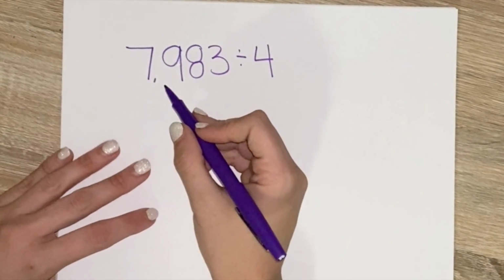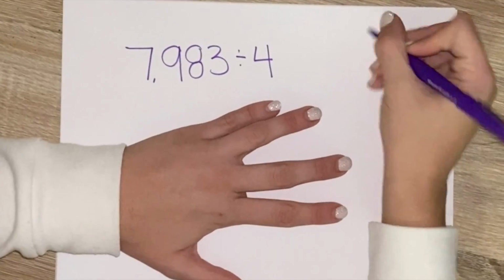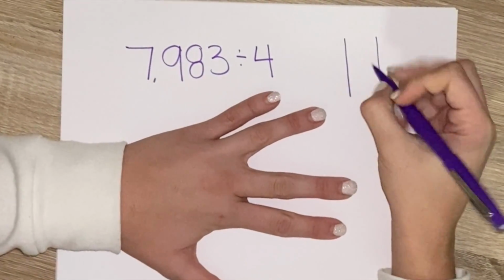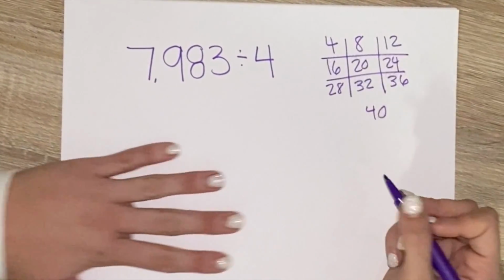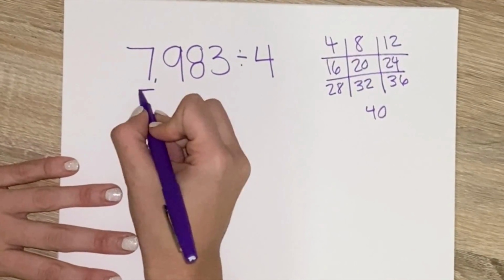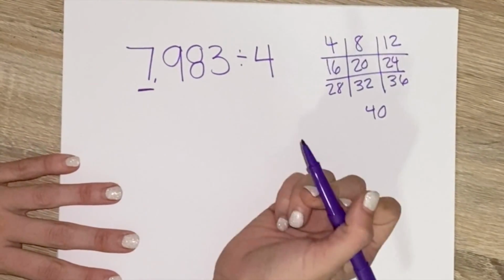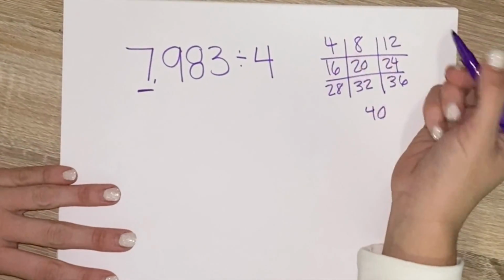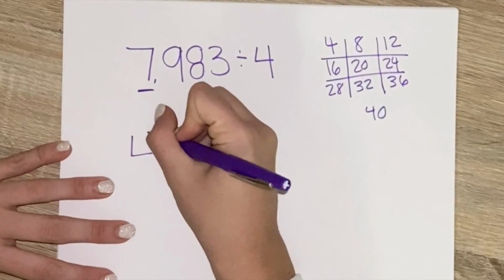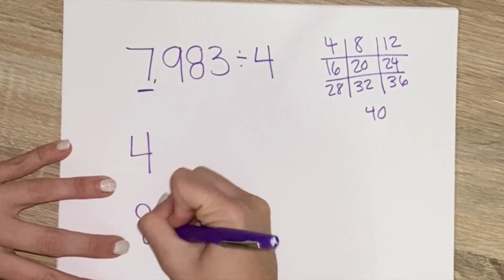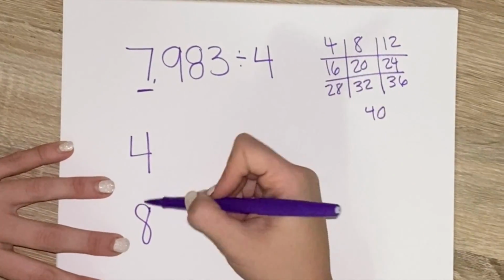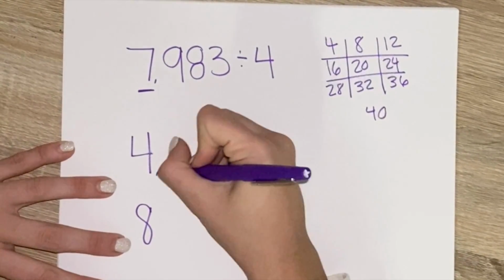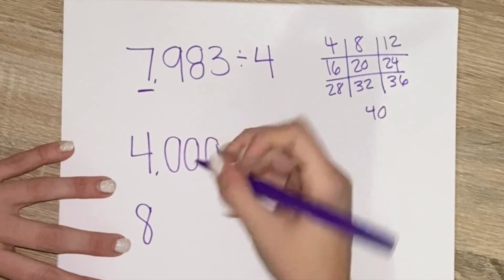All right, 7,983 divided by 4. Again, you can look at the multiples on your multiplication chart for 4, or you can make a tic-tac-toe board real quick. So I underlined the first digit, which is 7. Now 7 is in between 2 multiples of 4. So I will go ahead and write those down. So we have 4 and 8, right? 7's in between 4 and 8. Now, after the 7, there are 3 digits, so I will write 3 zeros.